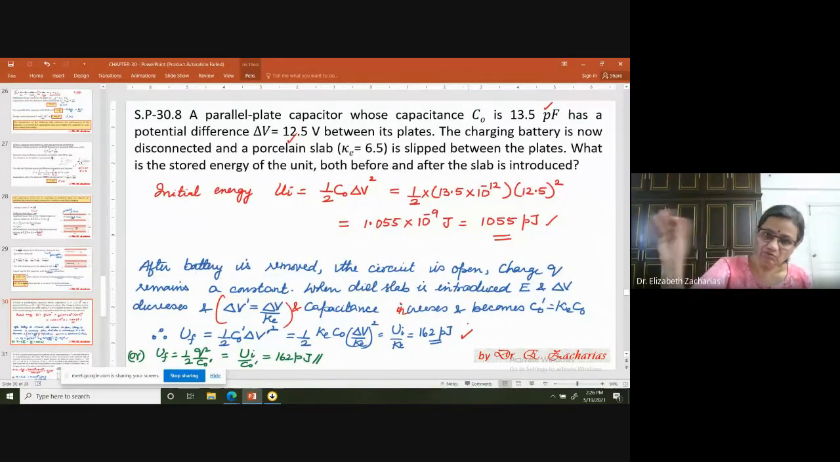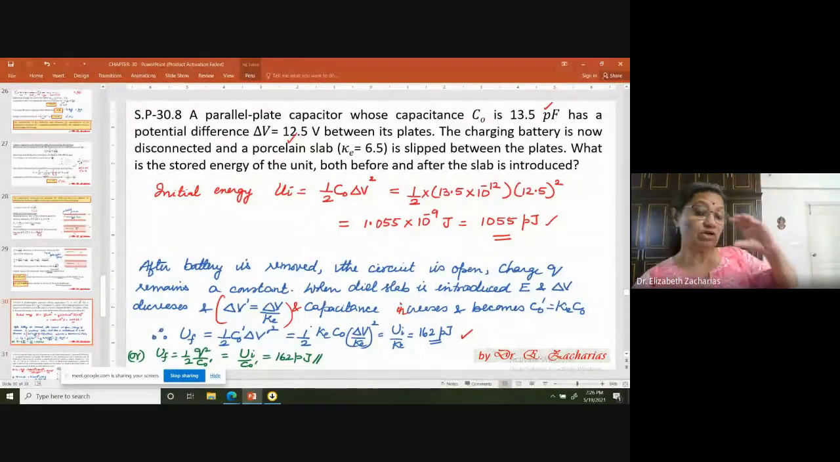If the battery is removed and you put in a dielectric slab, energy decreases. Okay, and look at this. The same problem can be done in another fashion also. You can actually use this formula: U F is equal to half Q square by C naught prime. Using that method also, you will get the same answer. Now the question is, where did the energy go?